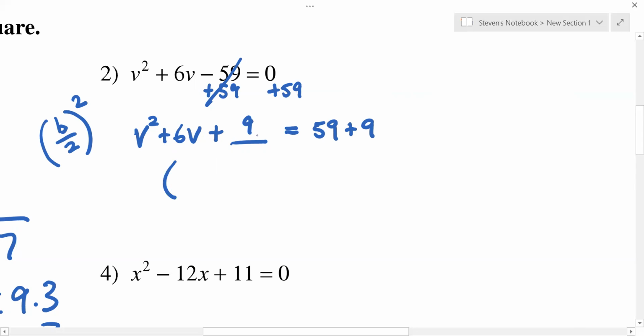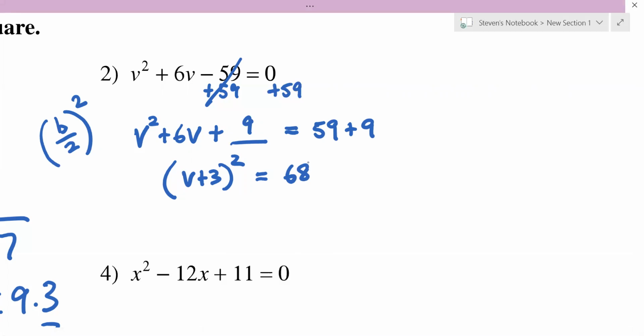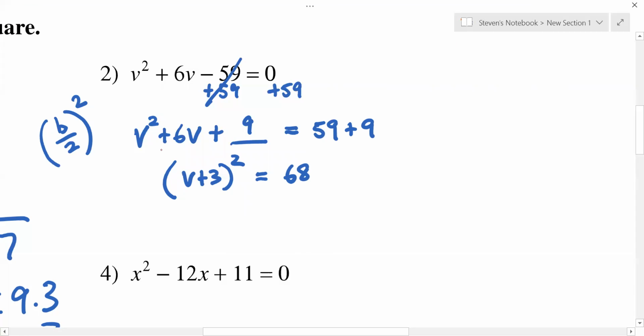So when I factor this, it's going to be v plus 3 squared, or v plus 3 times v plus 3, because 3 times 3 is 9 and 3 plus 3 is 6. So v plus 3 squared, and 59 plus 9 is 68. Now let me switch pen colors here. We're going to square root both sides, and that's going to cancel that square.